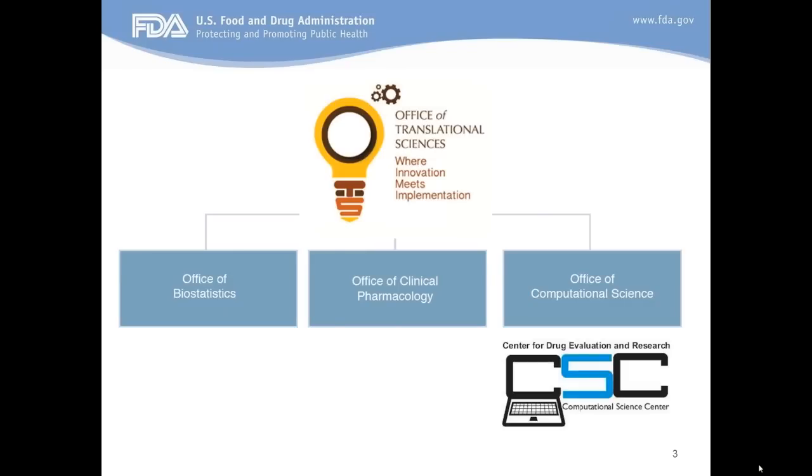CDER has a couple of different offices. The Office of Translational Sciences is a super office in CDER that has three offices underneath: the Office of Biostatistics, the Office of Clinical Pharmacology, and the Office of Computational Science, and that's where we are. The Computational Science Center is our service delivery entity, where our services are innovated, tested, and delivered for the reviewers. So that's who we are.